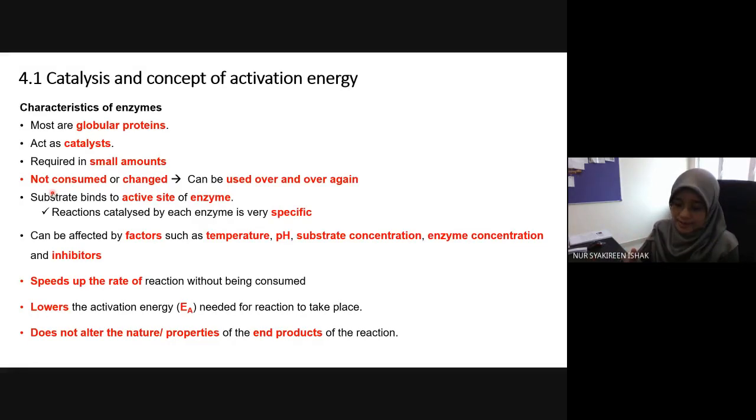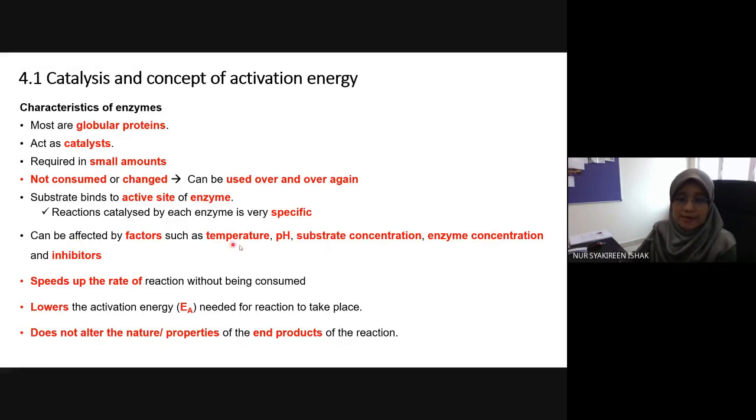So you can have the enzyme maltase and the substrate is maltose, but the enzyme maltase cannot take phospholipid, for example, as its substrate, because the shape will be different from the shape of the active site. And then the enzyme can be affected by factors such as temperature, pH, substrate concentration, enzyme concentration, and inhibitors.